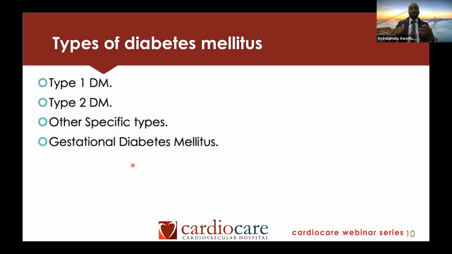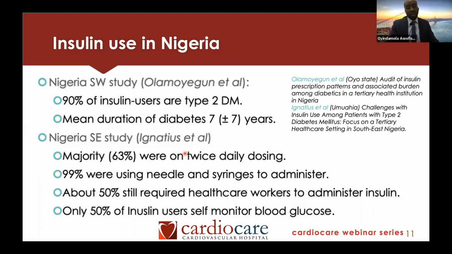And so for type 1 diabetes, they have to be on insulin, but the truth is that many patients with type 2 diabetes will also require insulin, which I'll go to along the line. Gestational diabetes is also usually insulin treated, even though there's been an increase in the use of oral medications for gestational diabetes in recent times. Okay, so I'll talk a bit about insulin use in Nigeria.